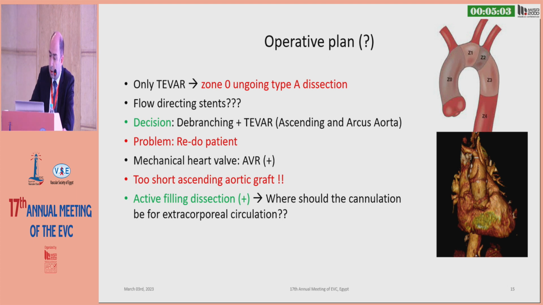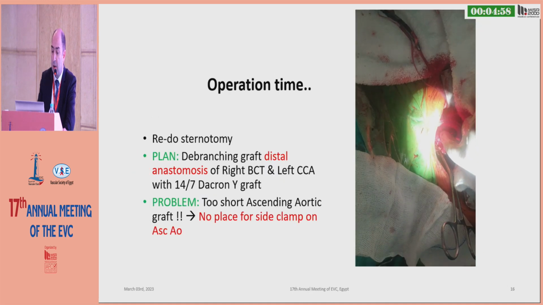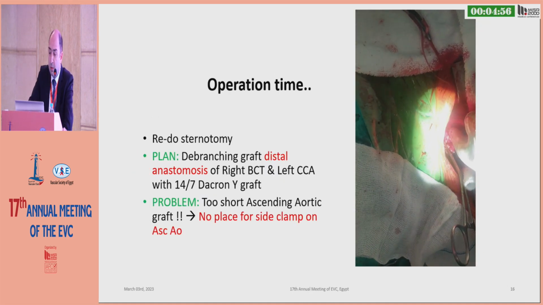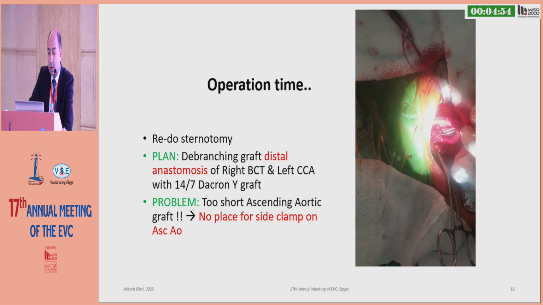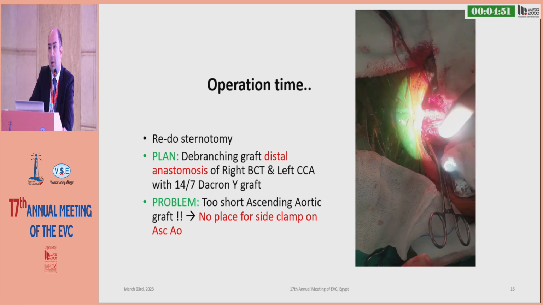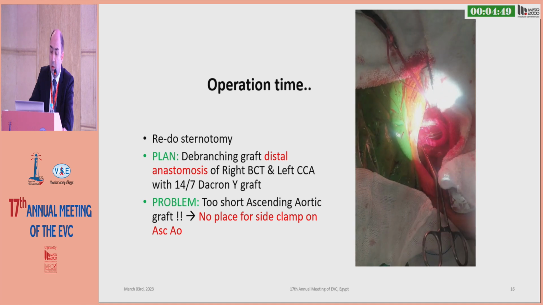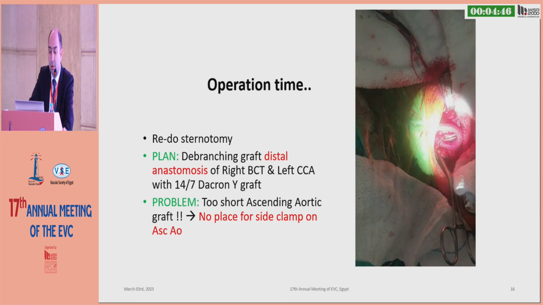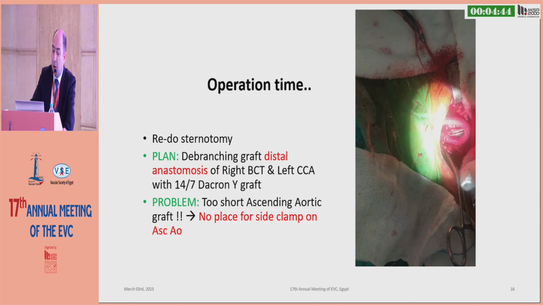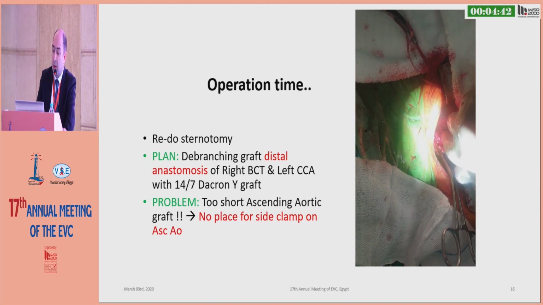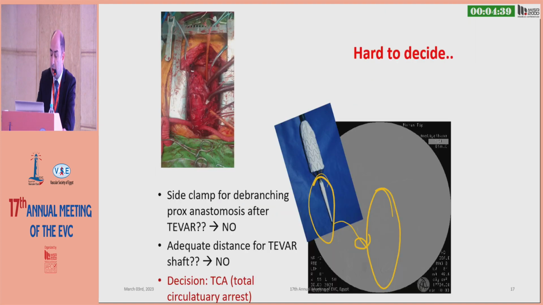The patient also had a too short ascending aortic graft and still active filling dissection. So in the operative plan, we made a redo sternotomy. We planned to make the branching graft distal anastomosis with a bifurcated Y graft. But as I said, there was no place for a side clamp in the ascending aorta. It's hard to decide, because here the tip of the catheter would damage the mechanical heart valve.